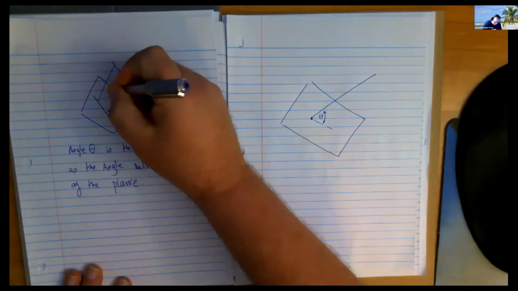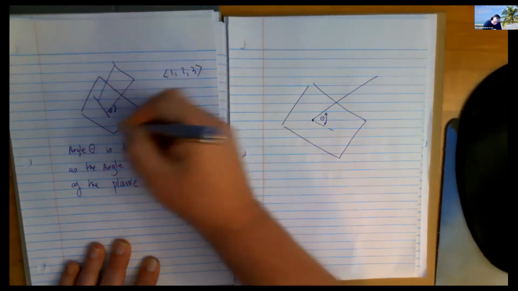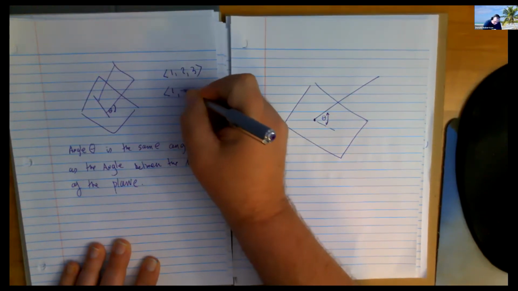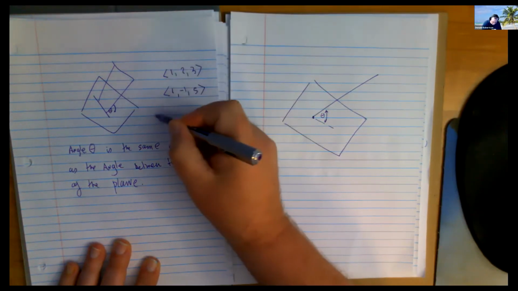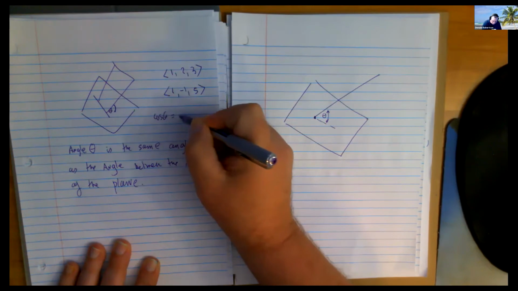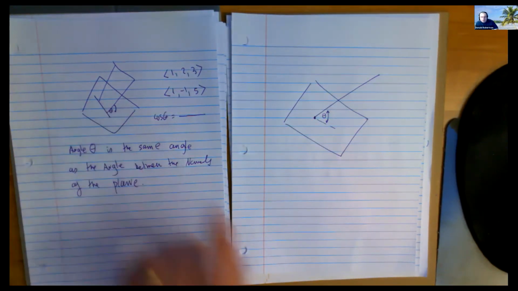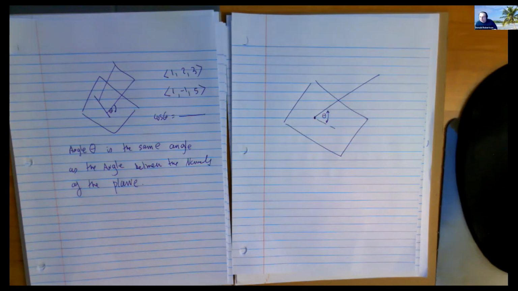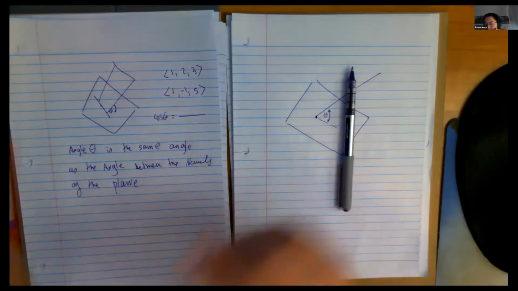So if this plane here had a normal (1, 2, 3), and this second plane here had (1, -1, 5), you can just use the cosine of theta dot product, off you go, and you can find the size of the angle. So the angle between the normals is the same number as the angle between the planes, which is kind of helpful. Why is that, Mr. Robertson? Why is the angle between the two planes the same as the angle between the normal vectors?